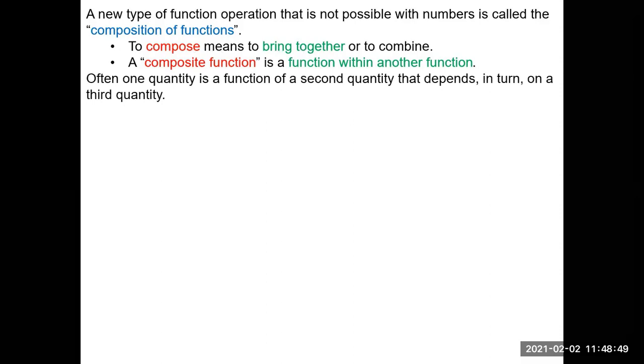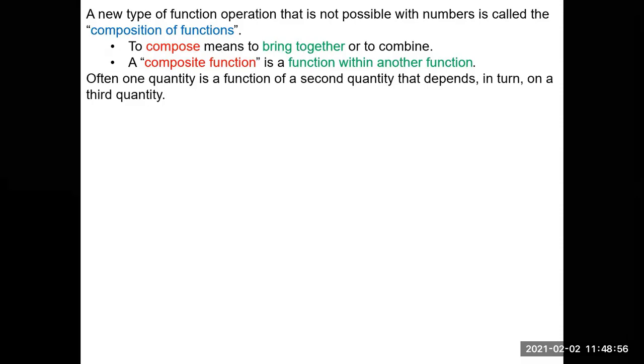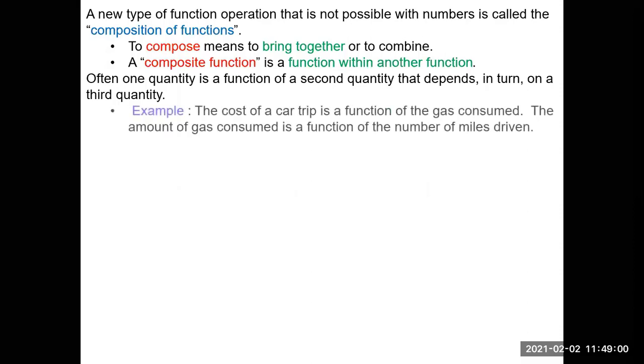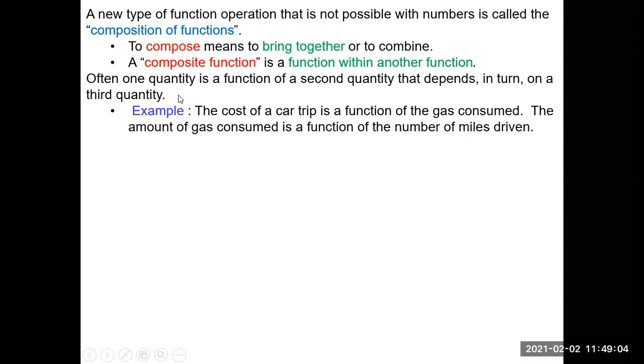And so to demonstrate this, we're going to look at an example from real life. We're going to look at an actual application of what we mean by composition, and that's going to be a road trip. So let's think of a road trip and recognize that oftentimes one quantity is a function of a second quantity that in turn depends on a third quantity.